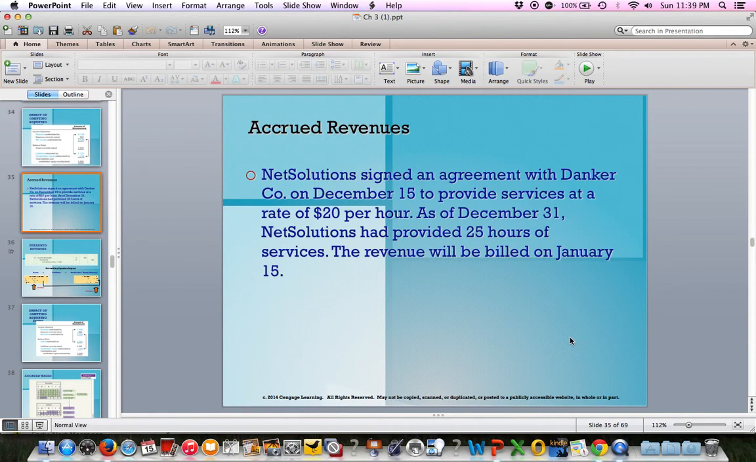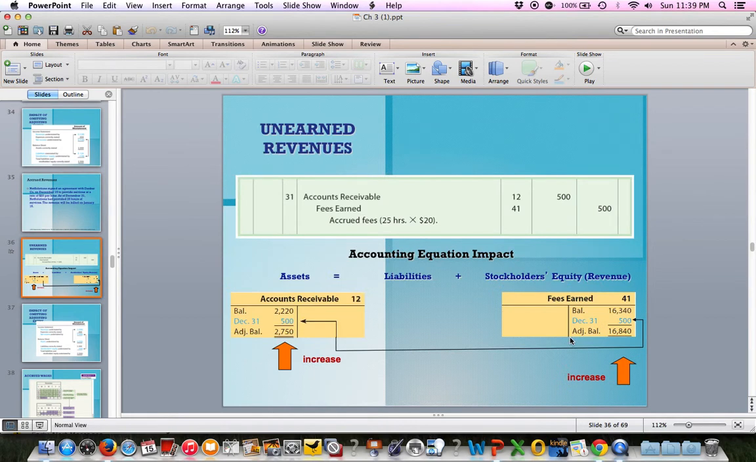And so December 31 comes by. We've earned some revenues, we just haven't recorded anything yet because we're going to bill them in January. So we need to make an adjusting entry to say, hey, we've earned some revenue, even if we haven't received the cash yet. We did the work, we did what the customer wanted us to do, therefore let's call it revenue. And so we'll debit accounts receivable, we'll credit fees earned, both for $500, which is the 20 times 25.